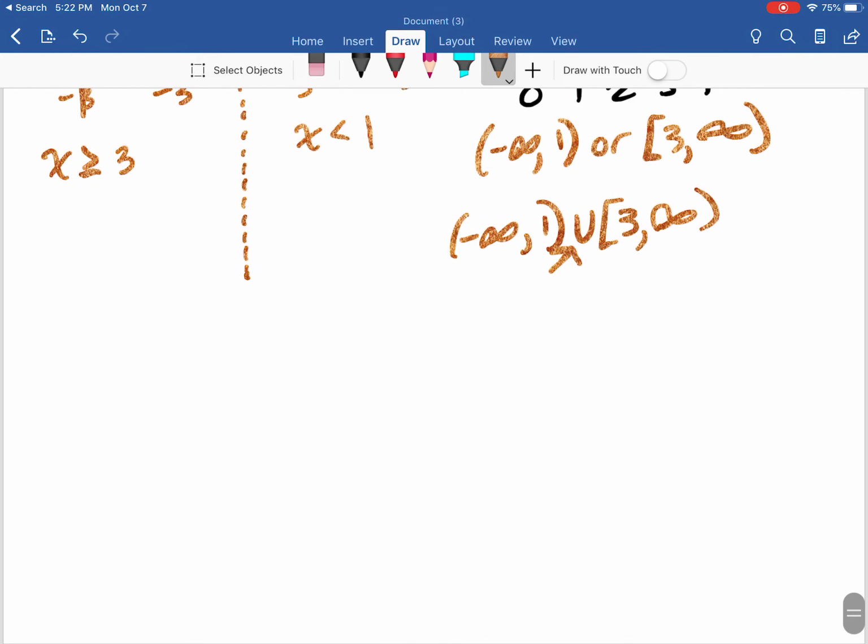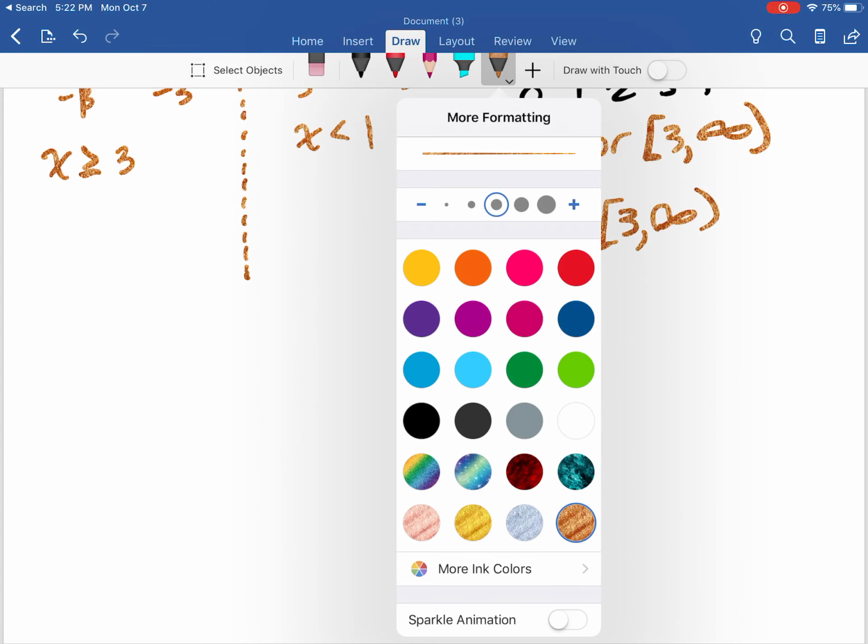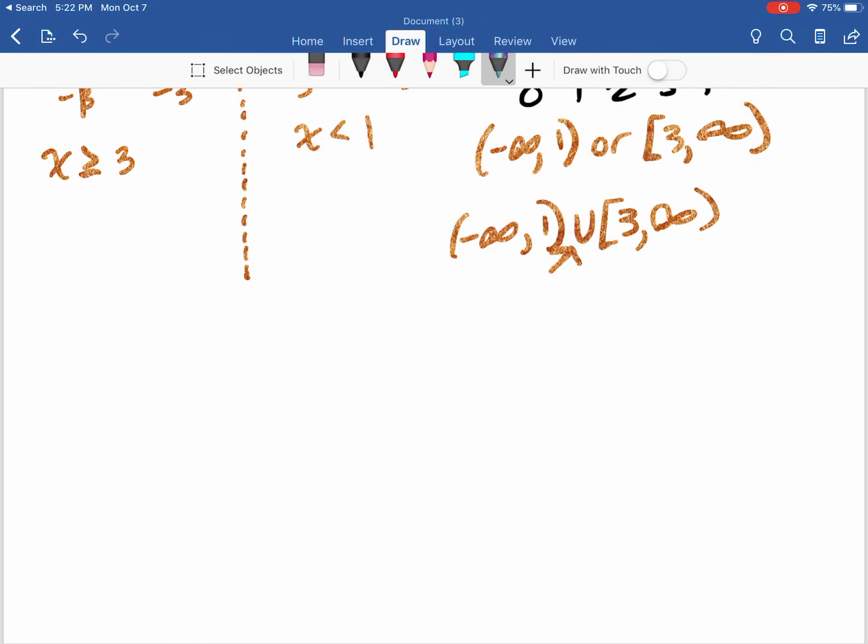All right, let's do one more question. Let's say on this inequality, we have 2x plus 9, and that's greater than 17, or we have 5x plus 10 less than 10.